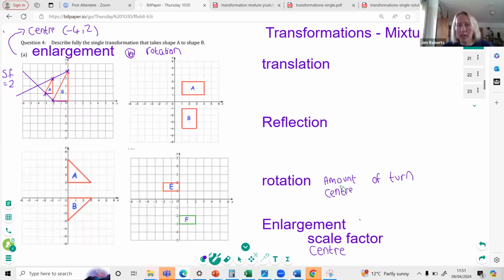Okay, so the third thing we need is the direction. Is it clockwise or anti-clockwise? As I was saying, I've taught you to guess this, then use your tracing paper to work it out. So from A to B, it is a 90-degree rotation. The centre is 0, 0. And the direction is clockwise.